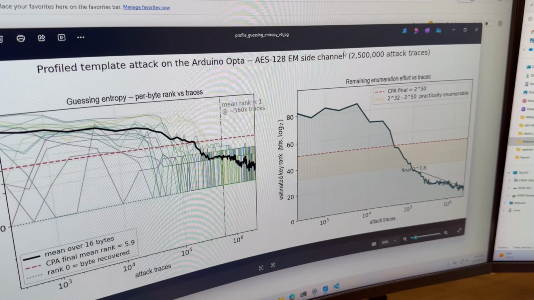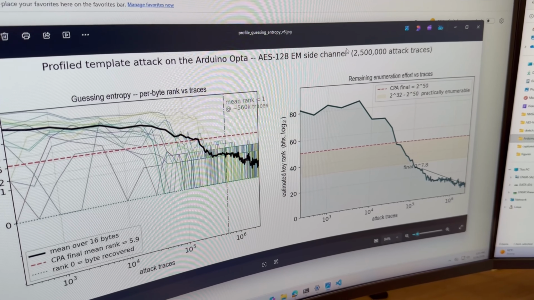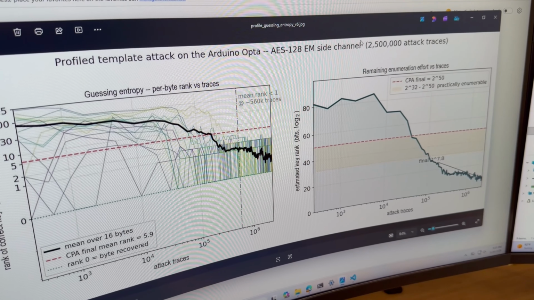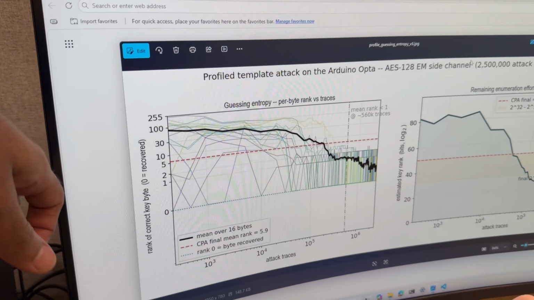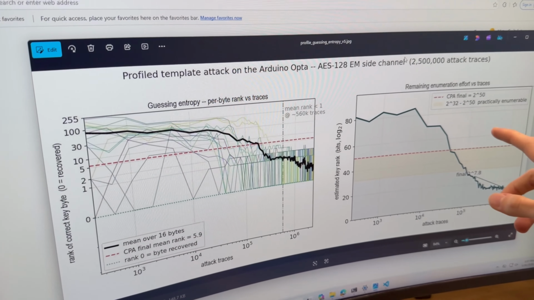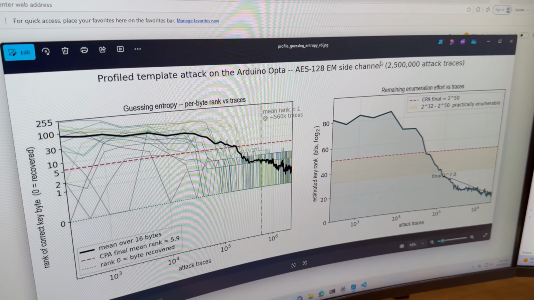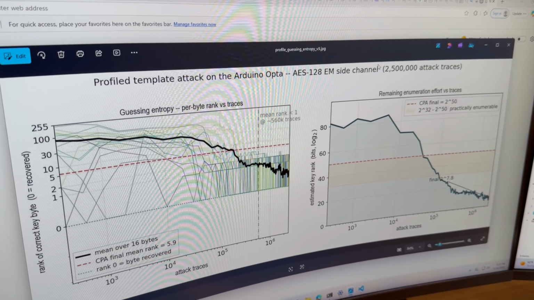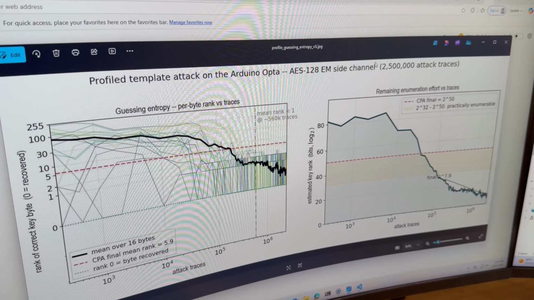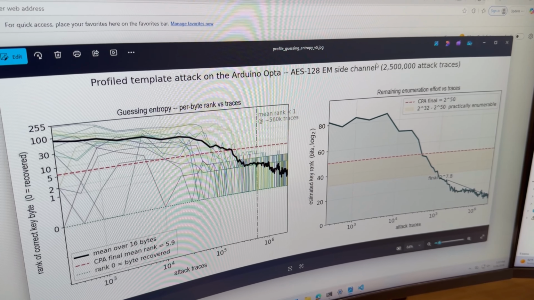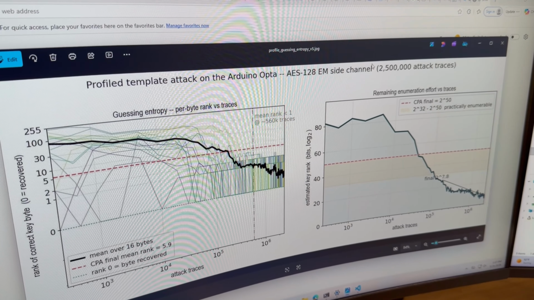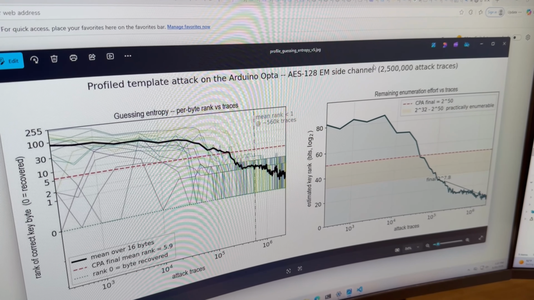We also demonstrate where CPA ended up on both of these metrics, and you can see the CPA mean lands at about 6 and at about 2^50 in terms of rank, which means it is right at the upper bound of where it might be practically enumerable with a lot of computational power, but at least for our purposes, the true key was not recoverable with CPA.